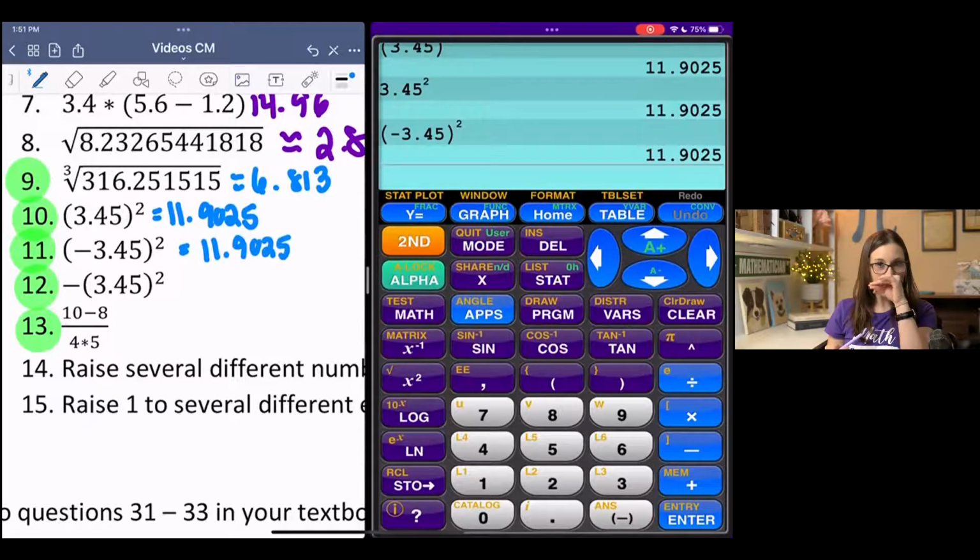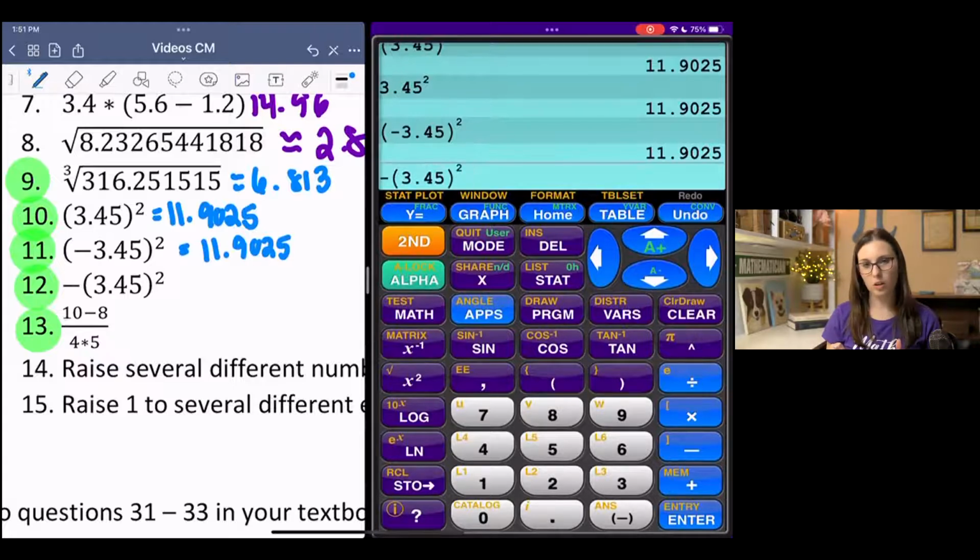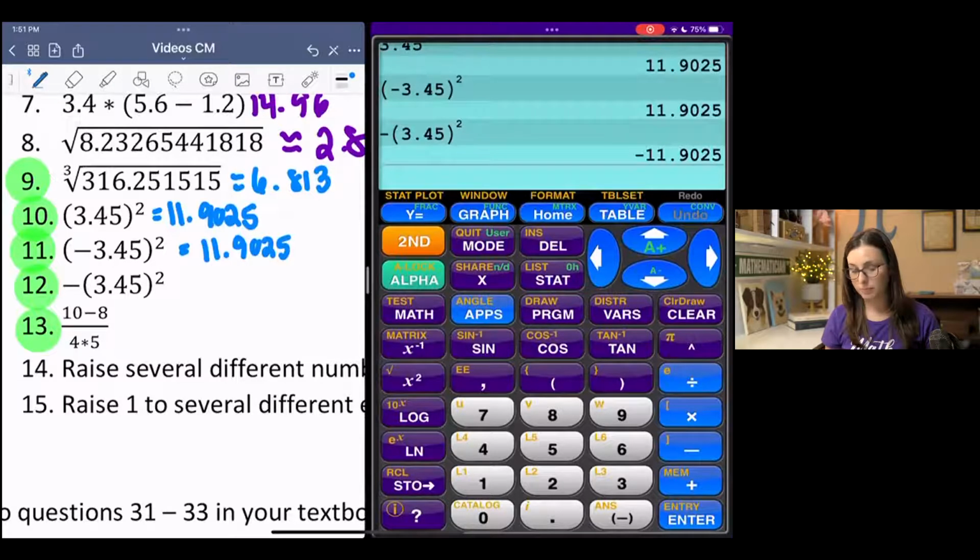And then now in the next problem, that parentheses is outside. And when you're not subtracting, you're just trying to tell the calculator negative, we're going to grab that little negative symbol by the enter sign that's in parentheses. Negative, parentheses, 3.45 squared. So let's see how this changes it. Ooh, we got a different answer.